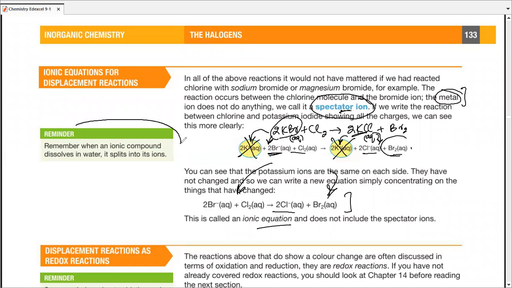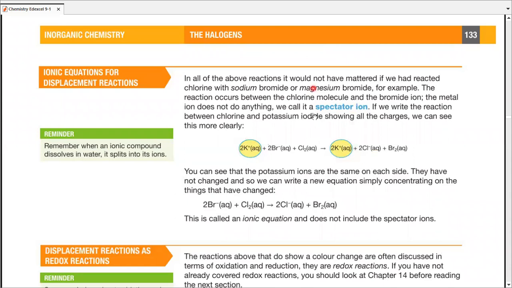And remember, we are splitting them into ions because ionic compounds dissolve in water and actually split into ions. We're not doing anything out of the ordinary. This actually happens in solution.